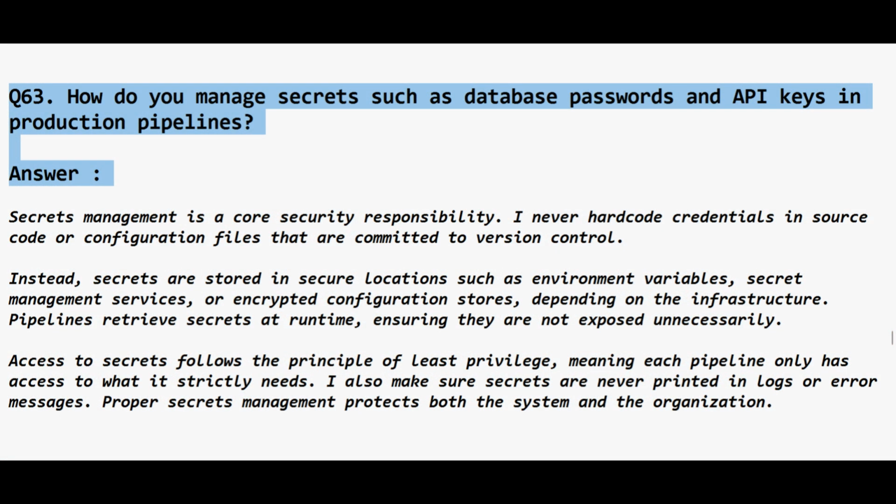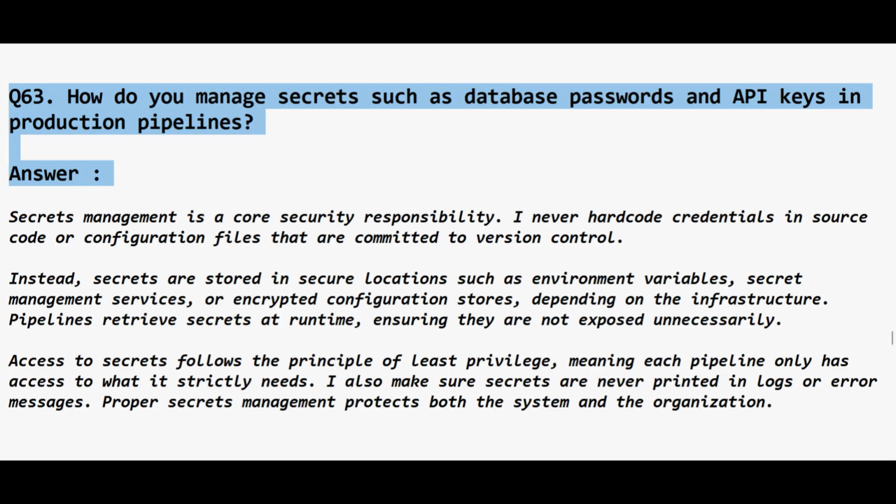Question 63. How do you manage secrets such as database passwords and API keys in production pipelines? Answer. Secrets management is a core security responsibility. I never hardcode credentials in source code or configuration files that are committed to version control. Instead, secrets are stored in secure locations such as environment variables, secret management services, or encrypted configuration stores, depending on the infrastructure. Pipelines retrieve secrets at runtime, ensuring they are not exposed unnecessarily.